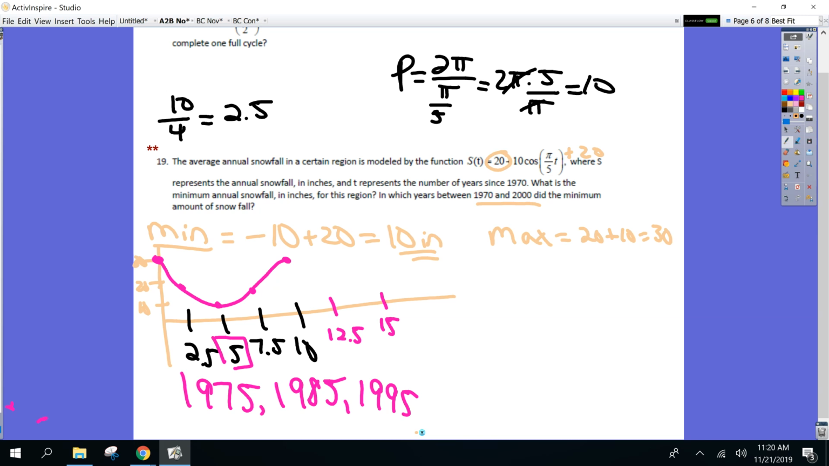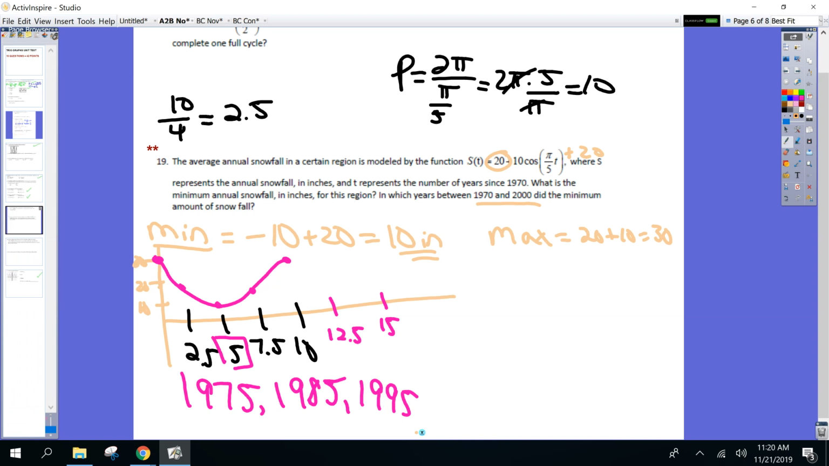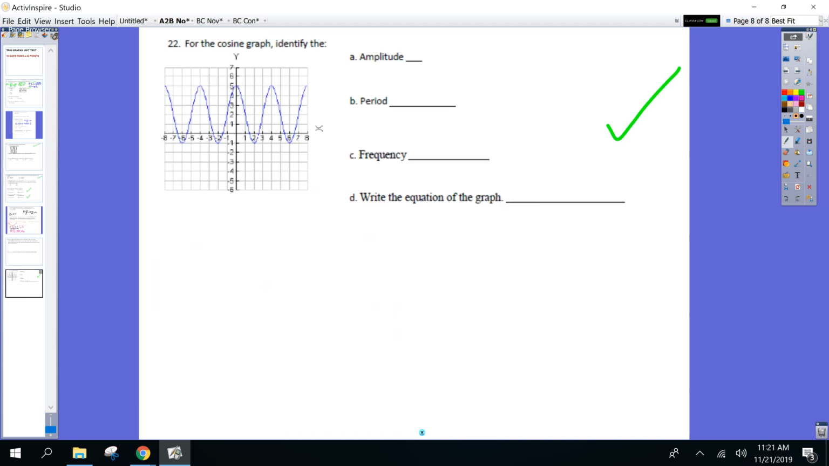Other general questions here? All right, I definitely need to go over where I give you the equation and you have to figure out values. So let's go all the way to number 22 for me, because I don't feel too comfortable yet. And I know there's a few on the test tomorrow.